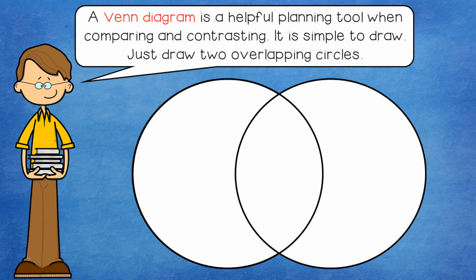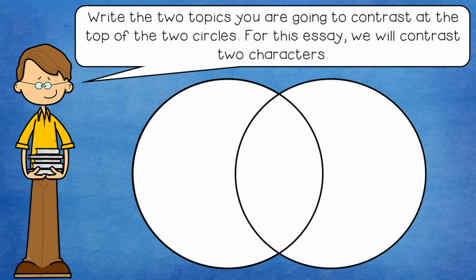A Venn diagram is a helpful planning tool when comparing and contrasting. It is simple to draw. We just draw two overlapping circles. We write the two topics you are going to contrast at the top of the two circles. For this essay, we will contrast two characters, Brandon and Laura. Please be sure to write this in on your note-taking page.